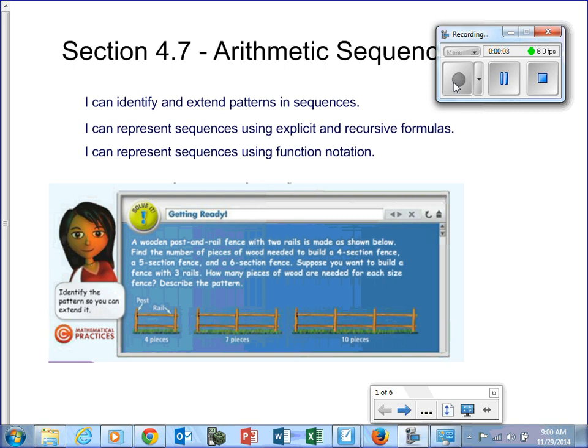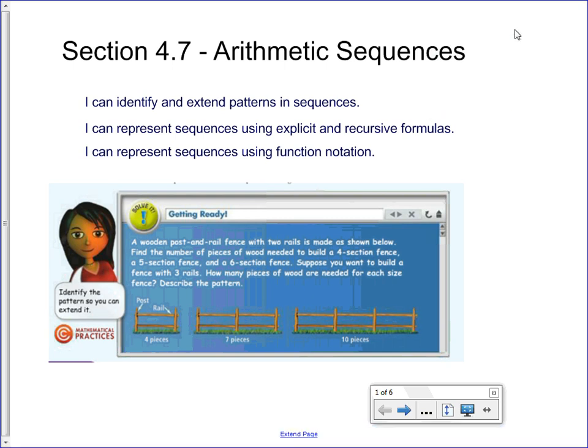Today we're looking at the second day of section 4.7, which is arithmetic sequences. So hopefully by the end of this section, again, you can say I can identify and extend patterns and sequences, I can represent sequences using explicit formulas, and I can represent sequences using function notation. Yesterday we looked at this pattern with the fences. Today we're going to use it for a little bit different idea.